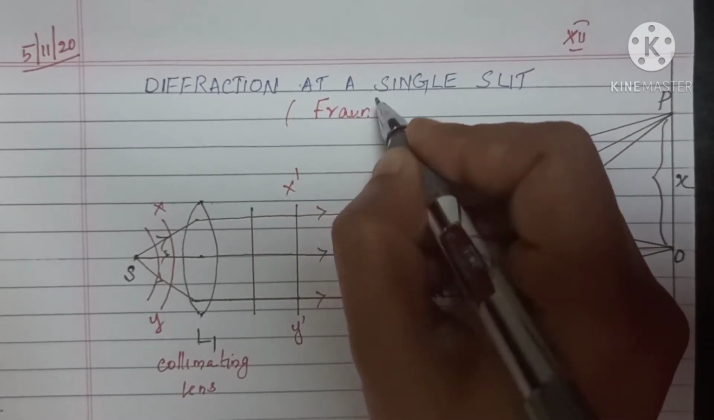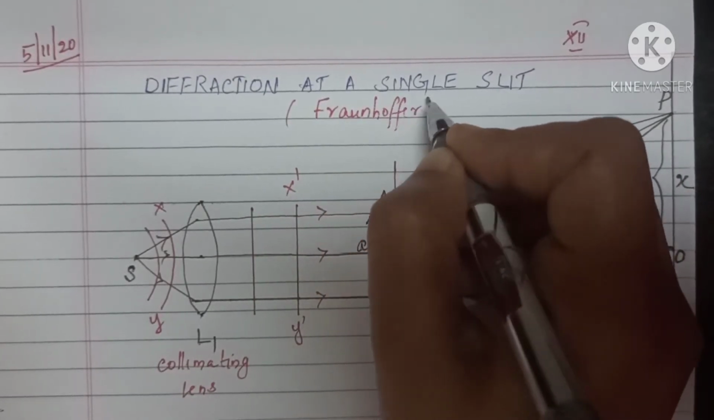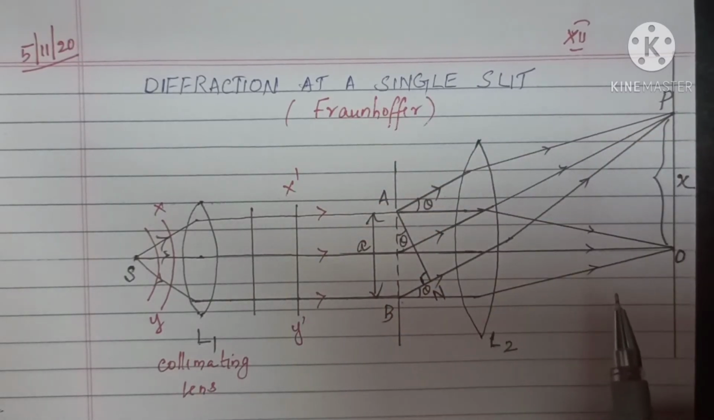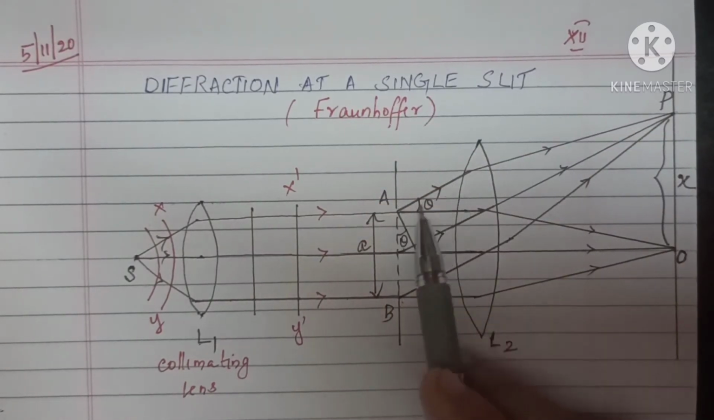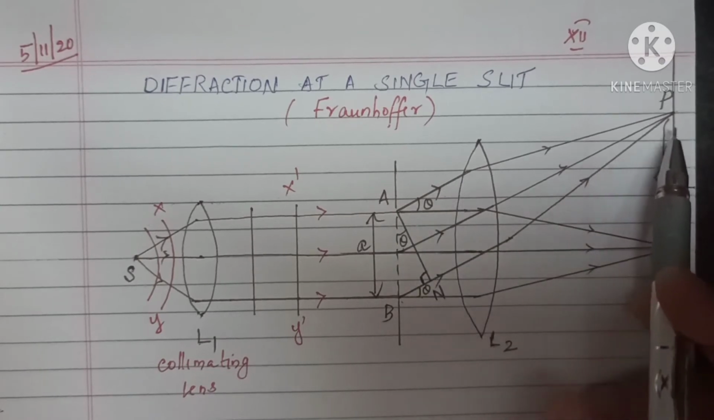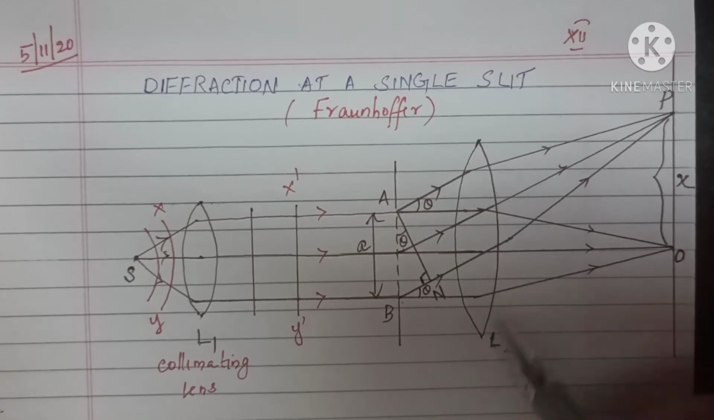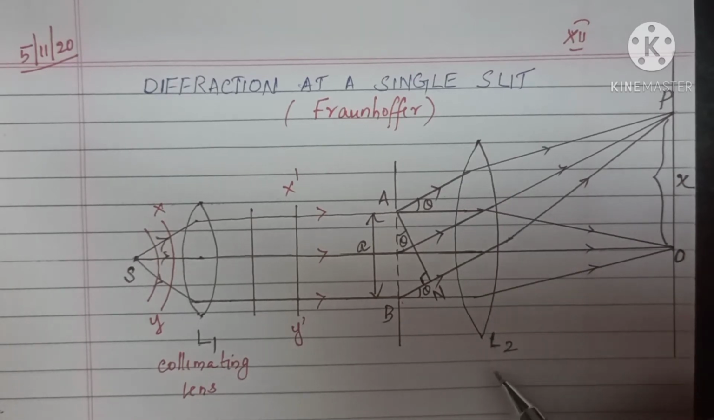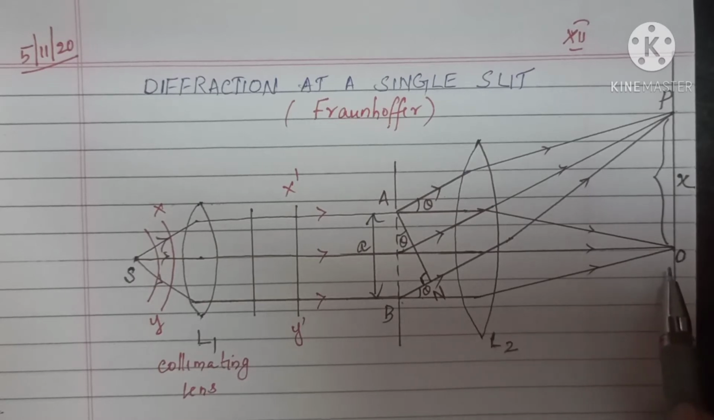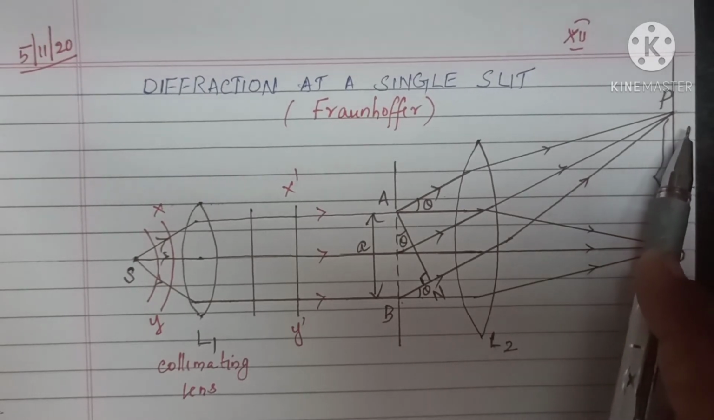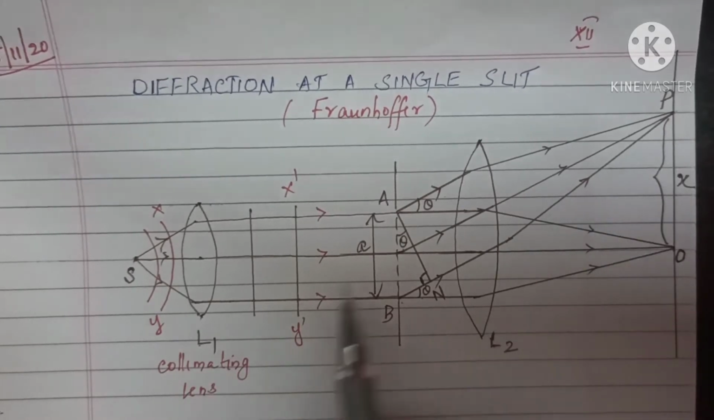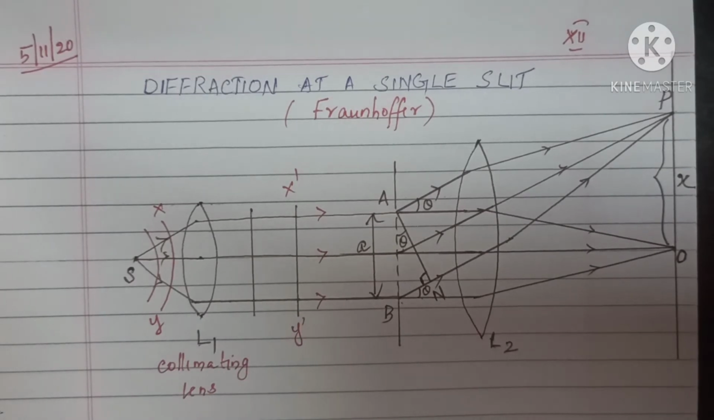Fraunhofer diffraction, in which the screen and the source are at a larger distance, and here the diffracted rays will again focus on a point P on the screen with the help of what? A convex lens L2. Here you can see a point O, and x is the distance from this point O to the point P. These all things we discussed in the last class. So this is the experimental setup.